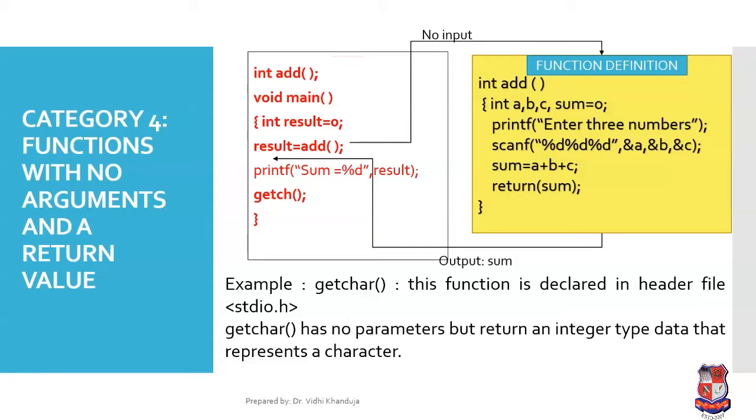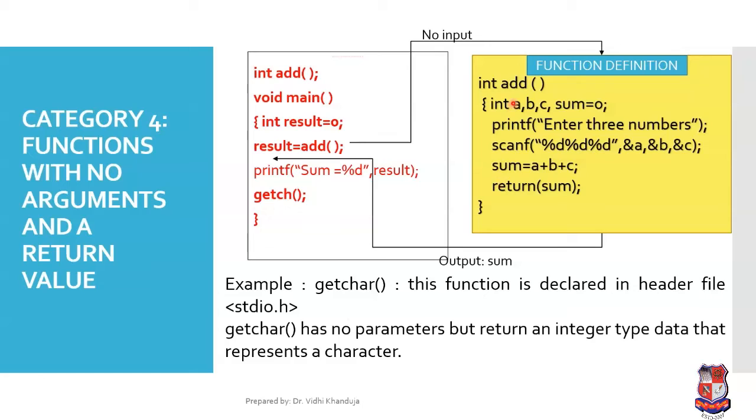The category 4 is the function with no arguments and returning a value, right? So your function definition will look like, since it is not having any argument, the parameter list will be empty, returning a value. So let's say it is returning an integer value. So I'm writing here int, right, as a return type, and then the name of the function.